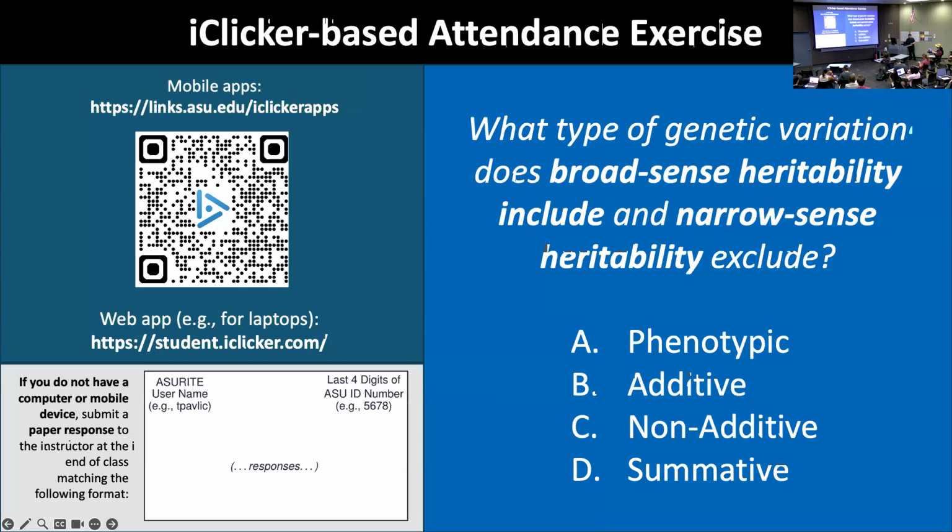So look at the results here. Looks like we've got 7% for A, 10% for B, 76% for C, and 7% for D. And I was looking for non-additive. So that's the thing that this broad sense, most generic heritability has these weird non-additive things. It tries to account for them as well, dominance, epistasis, and so on.